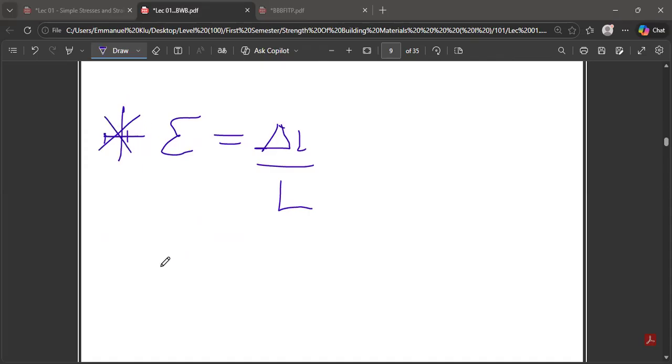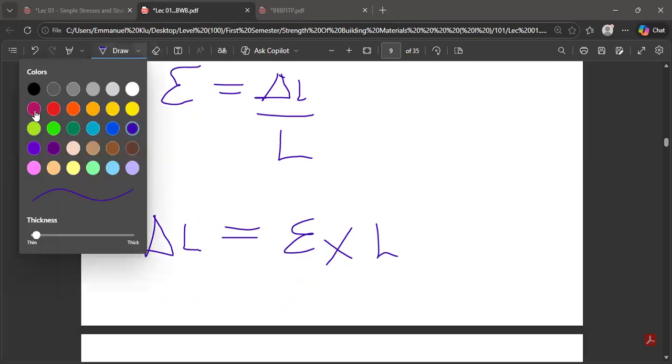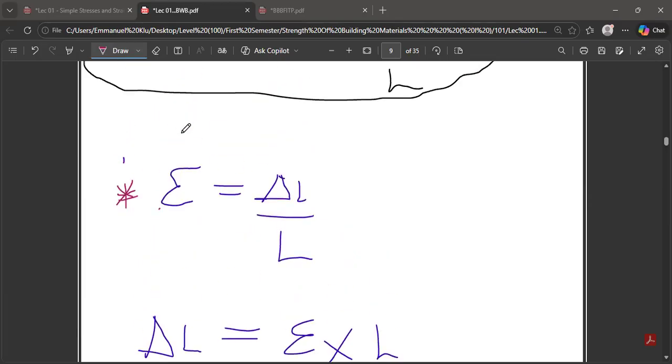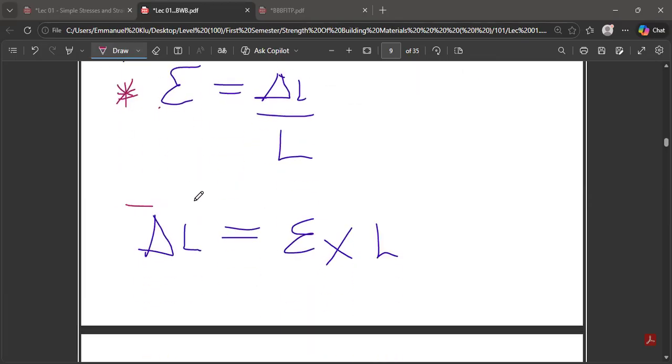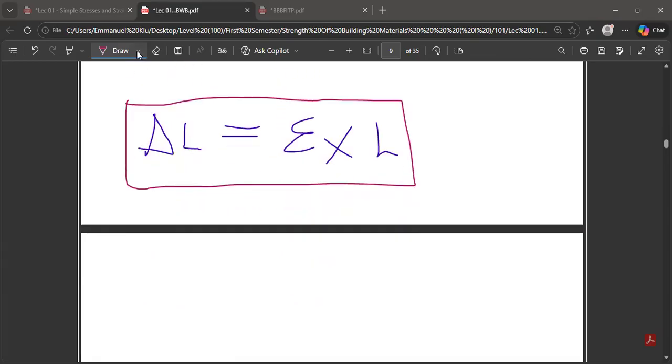And finally, you realize that our change in length is going to be equal to your strain times your original length. Any question? Any question before we proceed? Okay, so this is the formula we have adopted for our change in length. So to get our change in length, finally we can just substitute the values into it, and life becomes easier.